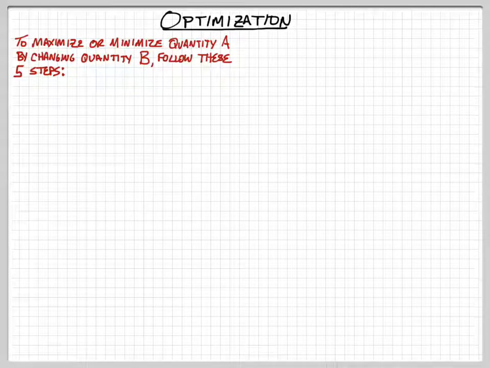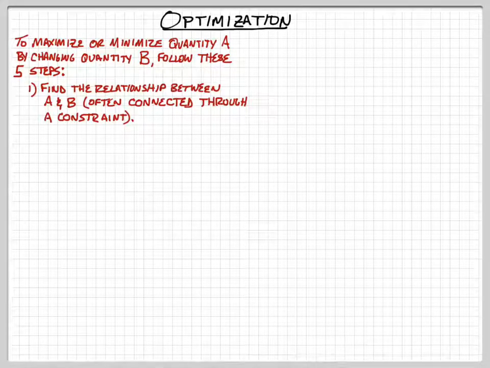In order to optimize these values and make these connections, we're going to follow 5 basic steps. The first one is to find the relationship between these two things, A and B, whatever they might be. Oftentimes they're connected through what's called a constraint, or some other value that's imposed on these things that kind of keeps it limited. And you'll see what I mean when we go through a couple examples.